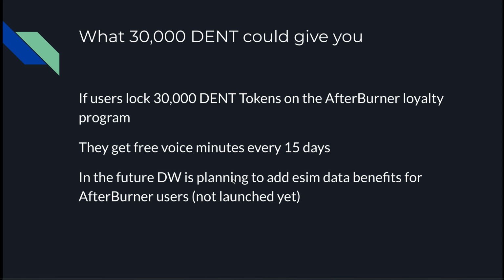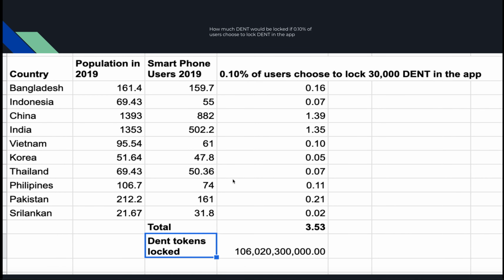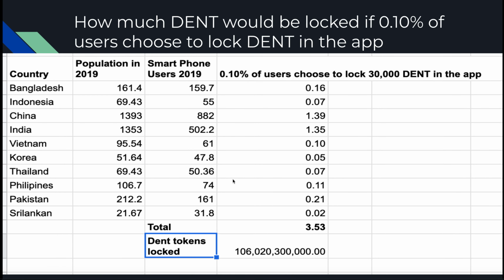What would happen if 30,000 DENT tokens get locked from those 10 countries, if the users choose, basically? So let's get into that number. What will happen? How much DENT would be locked if just 0.1% of the users choose to participate in the Afterburner program and choose to lock 30,000 tokens in the DENT app? That's the number we are going to get into.